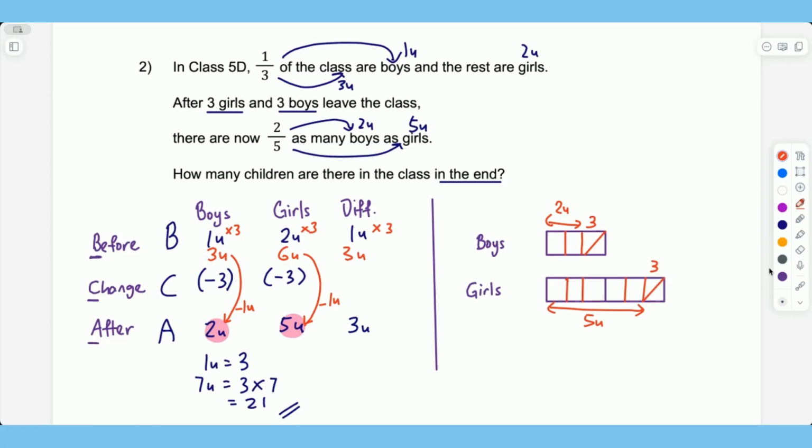And to find the number of children in the class in the end, it will be 2 units plus 5 units. That will be 7 units. So 3 times 7 is 21. And that's the answer to this question.